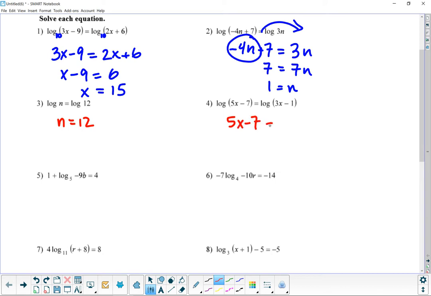minus 7, and that's going to be equal to 3x minus 1. I'm going to subtract 3x from both sides, and that's going to give me negative 1 on the right-hand side, and subtracting 3x gives me 2x minus 7.